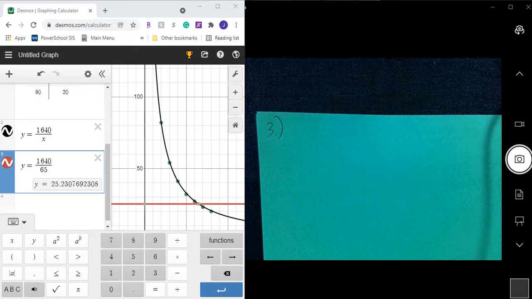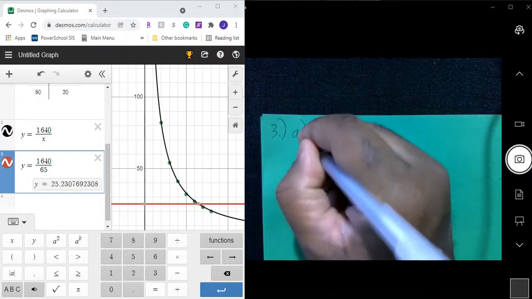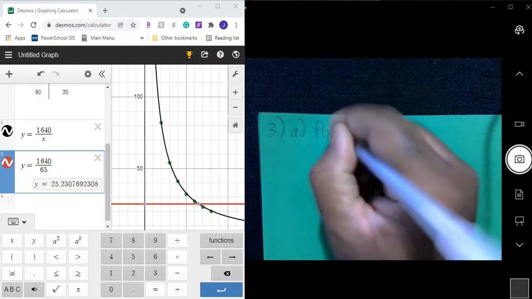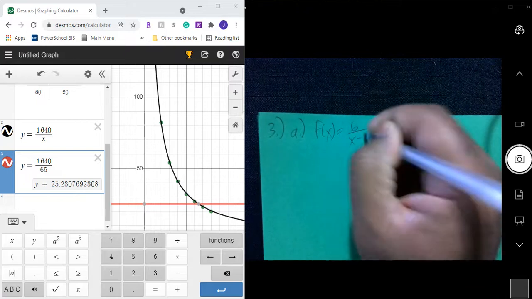It says, without graphing, determine the domain of each of the following functions. Then determine the equation of the vertical asymptote for each function. Verify your answers using your graphing calculator. Okay, so we have A. We have f of x is equal to 6 over x minus 7.